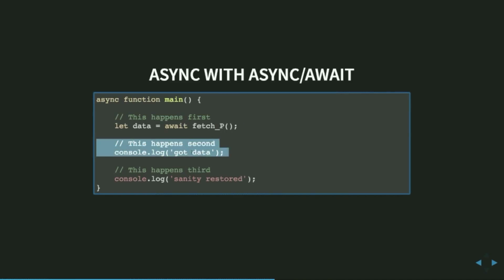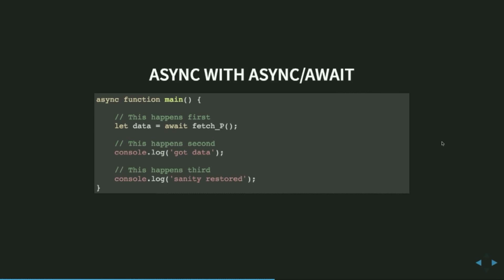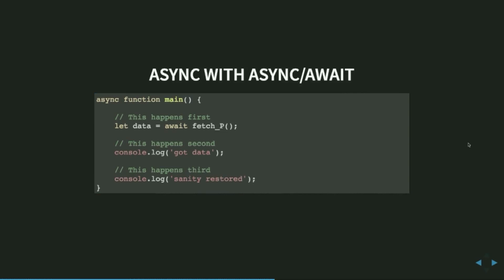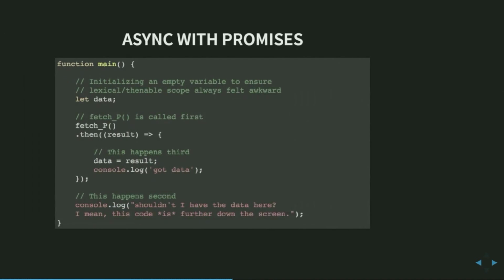And so then this is what it looks like with async await. This happens first, this happens second, this happens third. You don't have to do any kind of, I don't know if it's not hoisting, but you don't have to declare your variable so that it's a more global scope ahead of time. You just declare it where you need it. So this yields readability, cleanliness, easier to maintain code, and so forth.